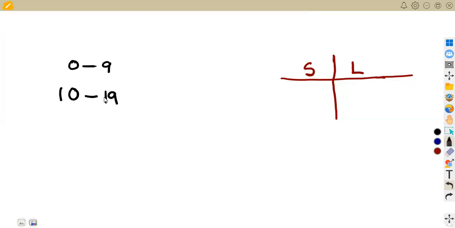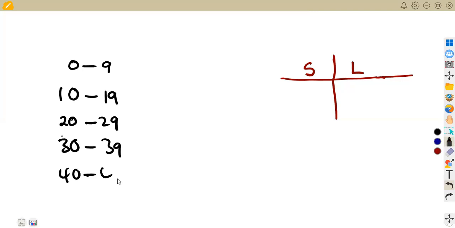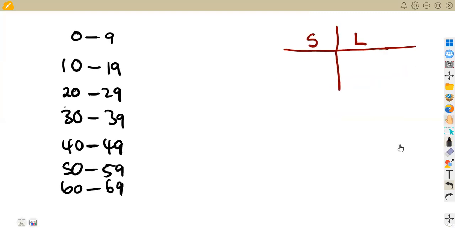What is important is that we are working with 0, 10, 20, 30, 40, 50, and so on. Like I said, it's going to be 20 to 29, then 30 to 39, 40 to 49, 50 to 59, 60 to 69, and so on. So this is what you're going to have on your number line. They'll go up to 79, 80, and so on, even 100.